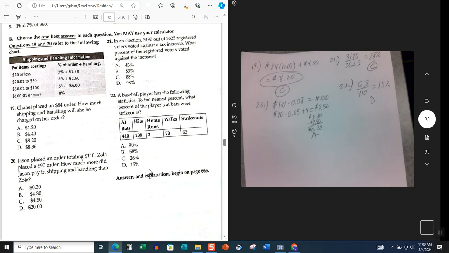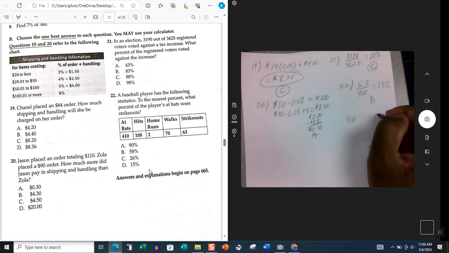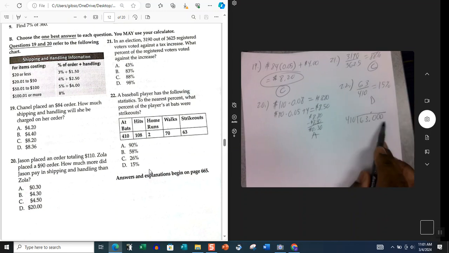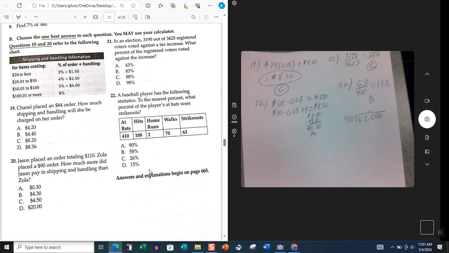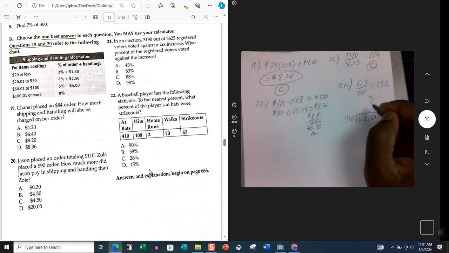So basically, if you go to 3 decimal places, like say for instance, we were not able to use the calculator. Let's imagine we were not able to use the calculator and we had to round to the nearest percent. We would take 410 and the 63. We will go 3 decimal places. We'll go 3 digits behind the decimal. Now remember, this is telling us to round to the nearest percent. So you go 3 digits behind the decimal.